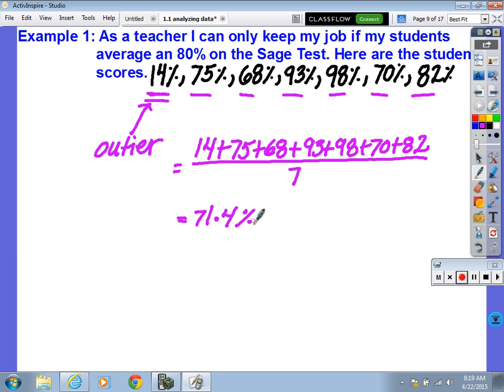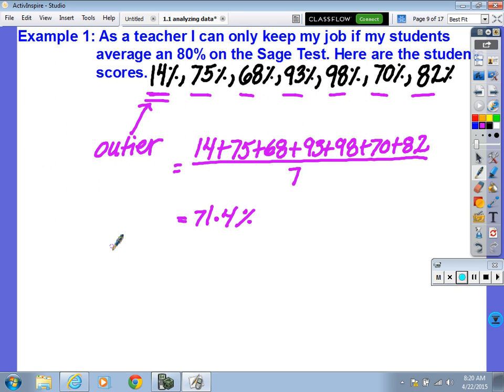So let's actually find our true mean, without the outlier. So let's find the real average here. I mean, it depends on who you ask. The principal might say, no, that is your average. But it just depends on what you're looking at and what you're talking about.